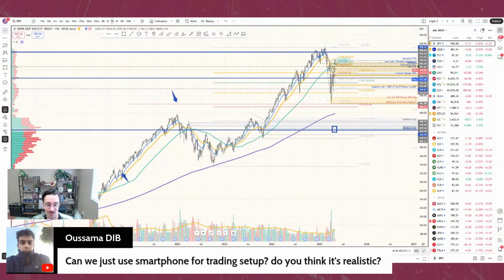Let's see. Got another question here. Can we just use a smartphone for trading setups? Do you think it's realistic? I know some people who are very good at it. I think it is very suboptimal. The tools needed are rarely integrated in the brokerage that you're executing the trades on. For example, Robinhood is not going to have the technical indicators that you probably really want to see. The interface just isn't very conducive to really getting the full picture the way you could with having multiple charts up, comparing price action, comparing movements in the markets. I think you're definitely missing out on a lot.